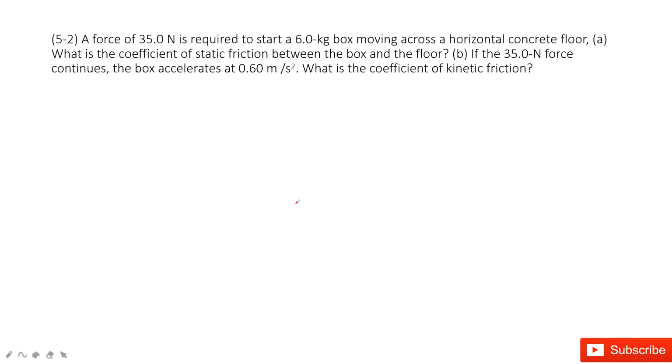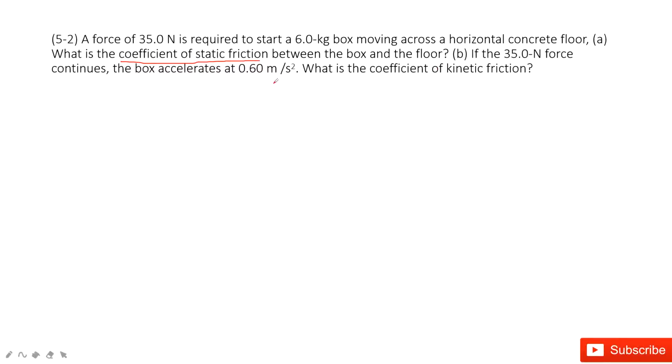Let's work on problem 2 in chapter 5. In this one, we need to distinguish the static friction and the kinetic friction. So the first one asks you to find a coefficient for static friction. For static friction, we need to consider the box and the floor are just stationary. They just have the tendency to move, right? And for the coefficient for kinetic friction, there is a motion between the box and the floor.